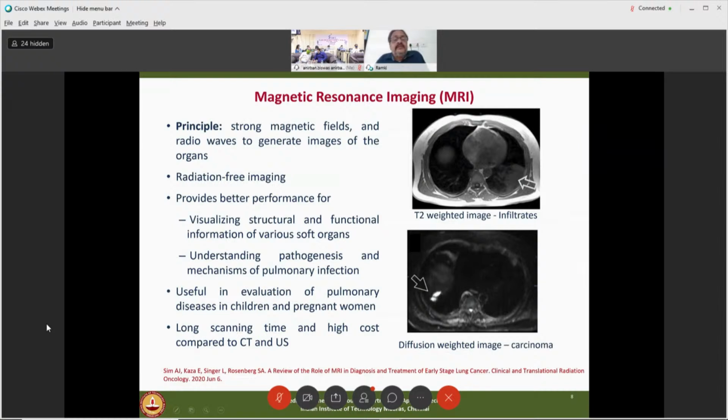So now the third one is magnetic resonance imaging, and you can see here some representative chest-weighted images are shown. Principally it works on a strong magnetic field and radio waves to generate images of the organs. So it's radiation free, provides better visualization of structural and functional aspects, especially of soft tissues where X-rays cannot diagnose. So it is useful in understanding pathologies and mechanisms of pulmonary infection. But long scanning time and high contrast compared to CT and US, that's one of the disadvantages of using this.